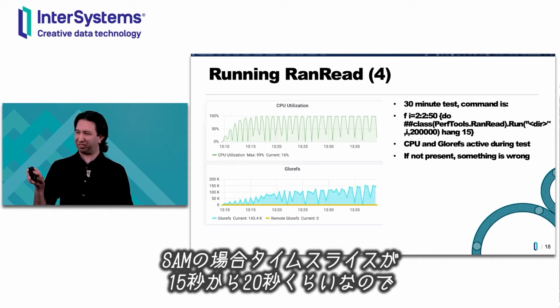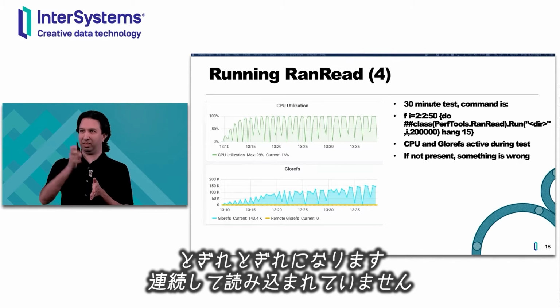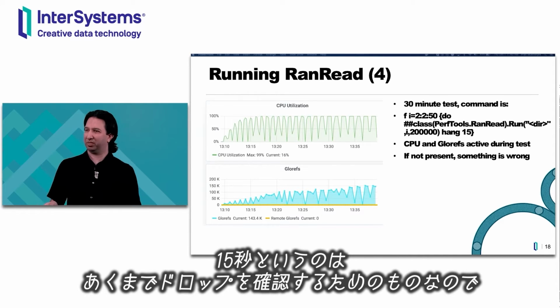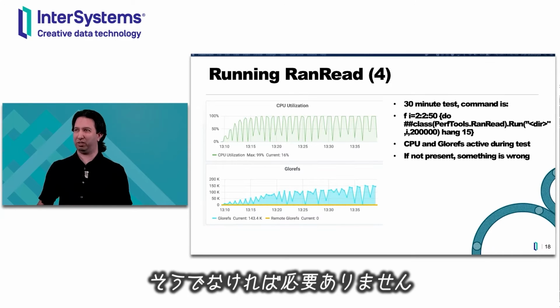In SAM, this is a little choppy because SAM has about a 15, 20 second time slice. It doesn't read continuously. So that 15 seconds was essentially just to make sure that there is a drop. Otherwise, you won't even see it.